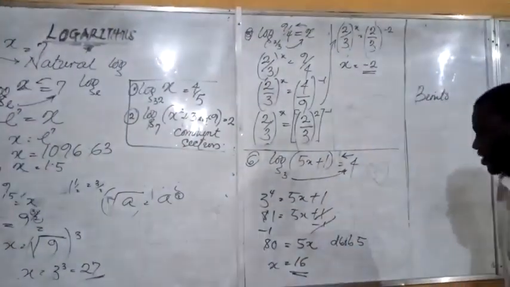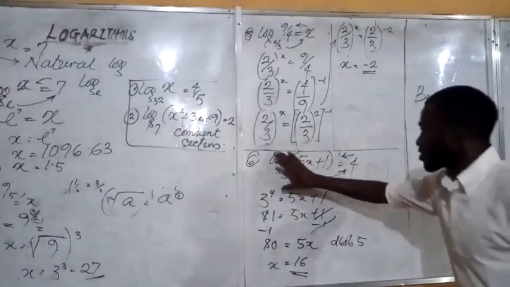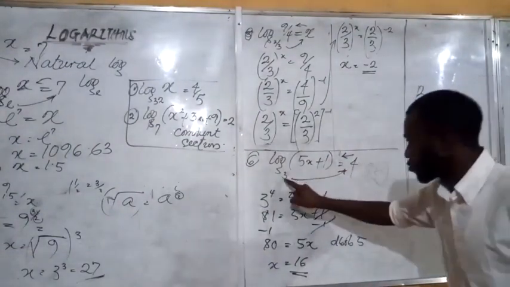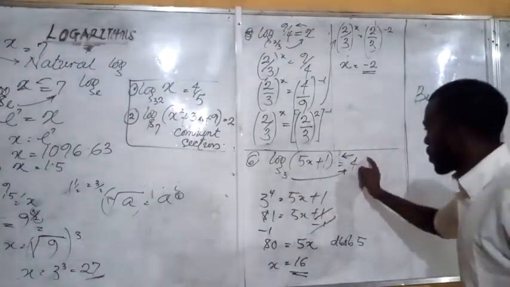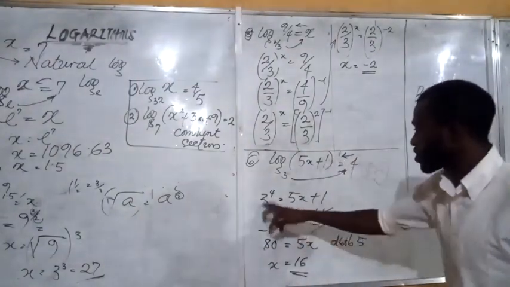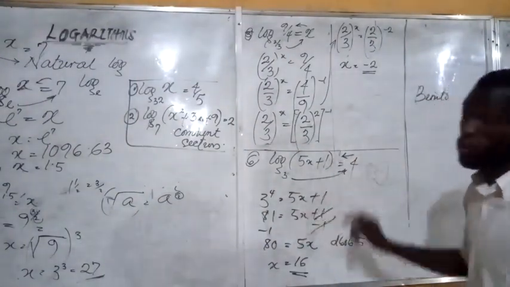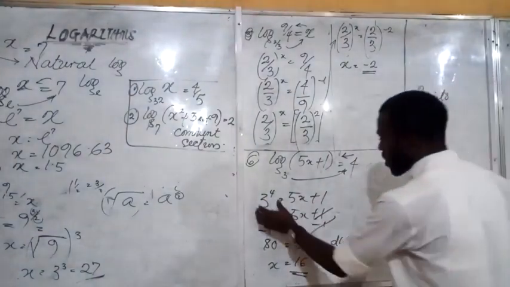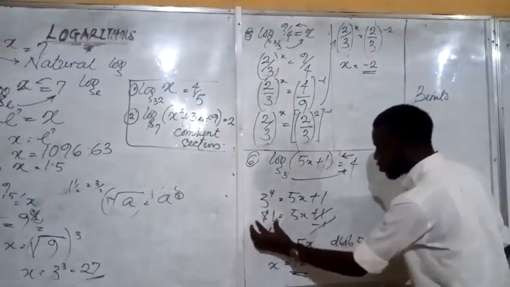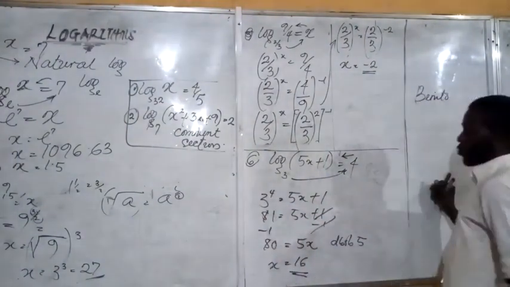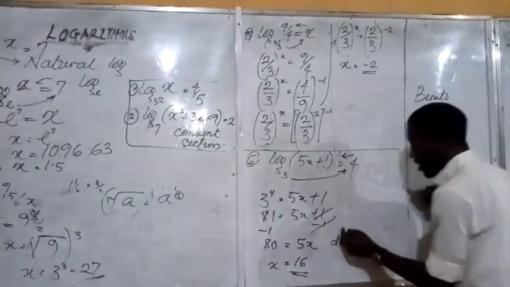Now, watch this. This is the expression we have. So we are going to bring this guy to kick this guy up and be equal to this guy. So this becomes 3 to the power of 4 is equal to 5x plus 1. Alright? And you know that 3 to the power of 4 is 81, so 81 is equal to 5x plus 1. So what do we do from here? We will subtract 1 from both sides.